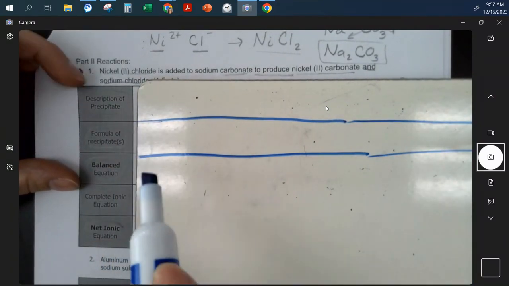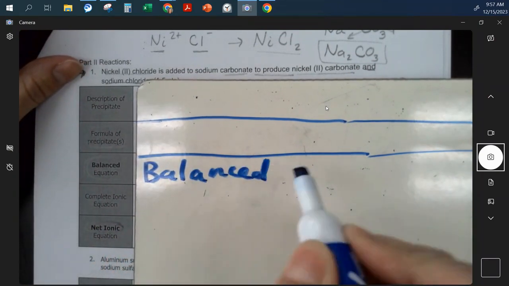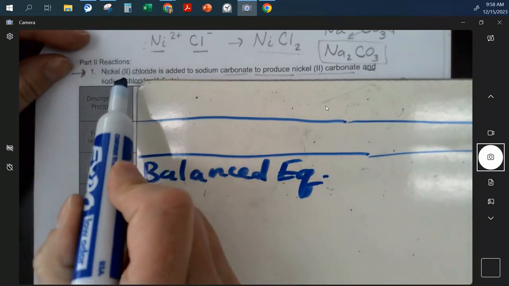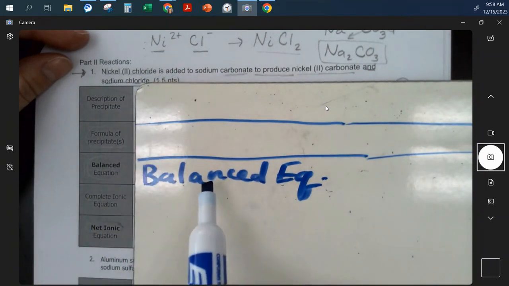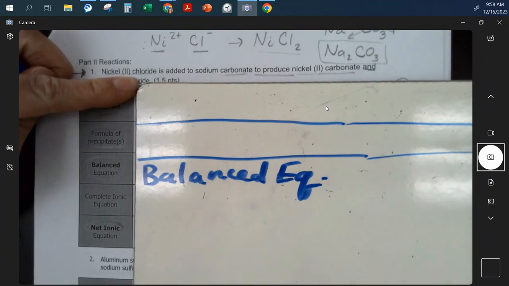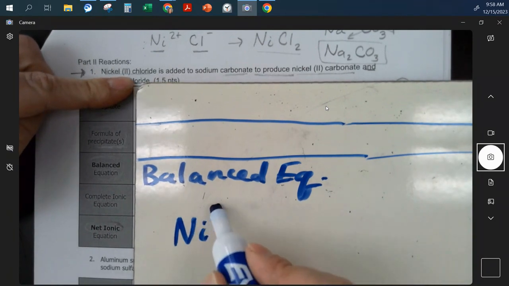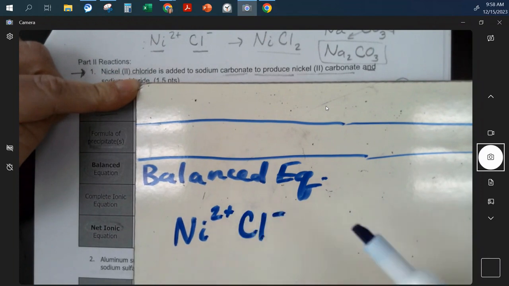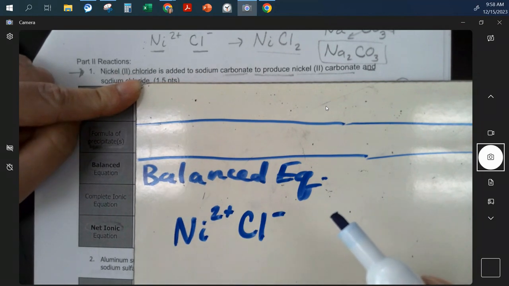So we're going to write the balanced equation first. Okay, so if we look up here, we have all of the words that we need to make our balanced equation. So this is saying we have nickel 2 chloride. So nickel is a 2+ charge because it tells me that, 2+. Chloride is a 1- charge. Hopefully we just know that. We can look at our periodic table to remind us that.